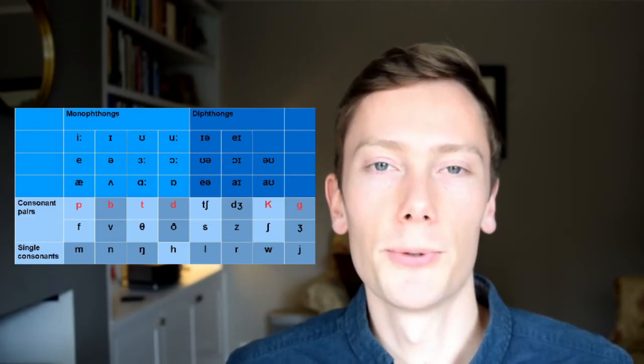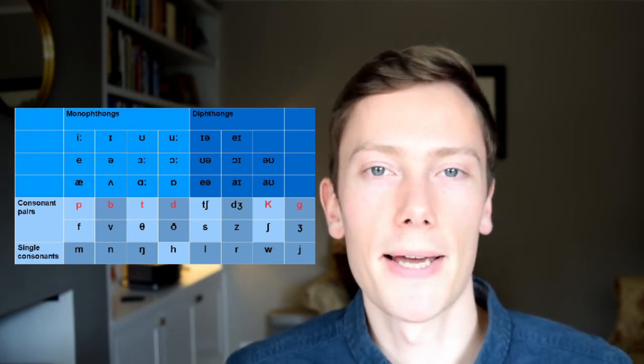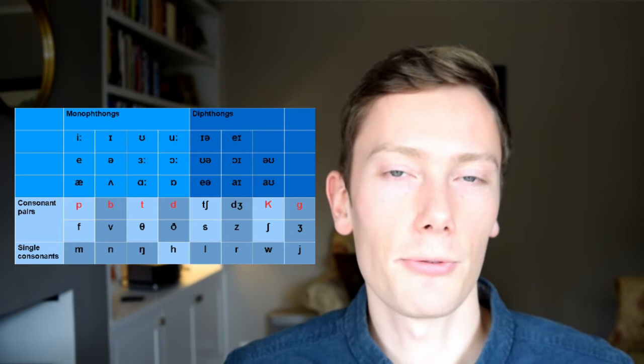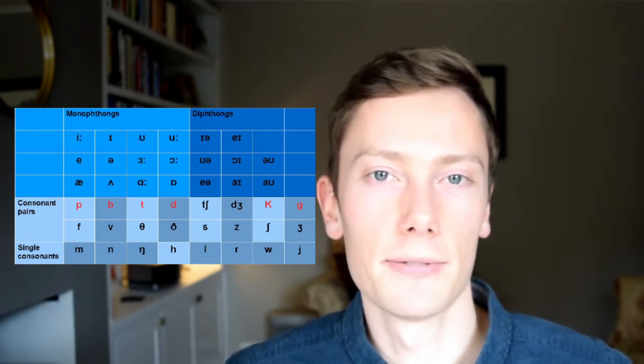So what are plosives? Plosives are a group of sounds which are all produced by blocking the flow of air through the mouth and suddenly releasing it. This is why they're called plosives, because we release the air explosively. You will notice from their position on the phonetic chart that they're part of the consonant pairs group. There are 3 pairs and each pair is produced with the mouth in the same position. The only difference is that one's voiced and the other's unvoiced.